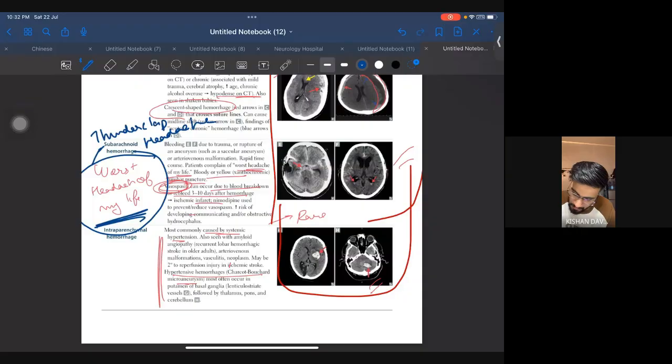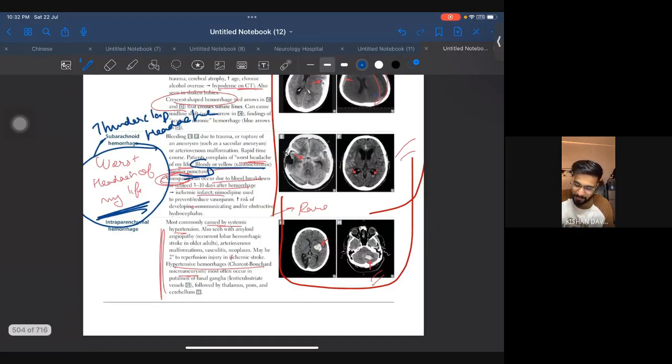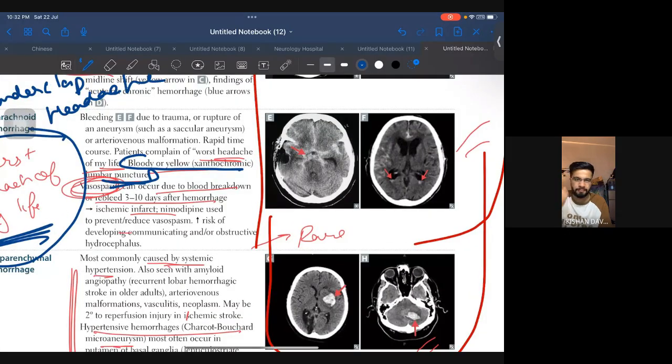Okay, thunderclap headache. So ये तो important है. Now there can be bloody or yellow लंबर पंचर. लंबर पंचर जब भी आप करोगे तो there will be bloody fluid collection or yellow fluid collection. So that is also known as xanthochromic लंबर पंचर. Another, vasospasm can occur due to blood breakdown or roughly 3 days after hemorrhage. And here they asked one common question. Nimodipine is used to prevent or reduce vasospasm, and this is very high yield.